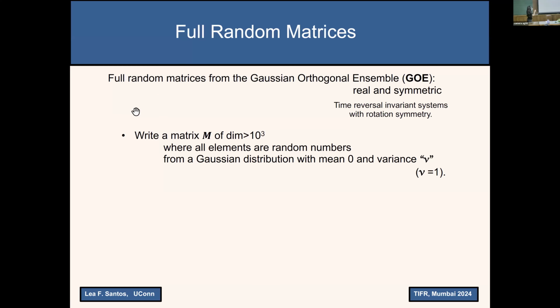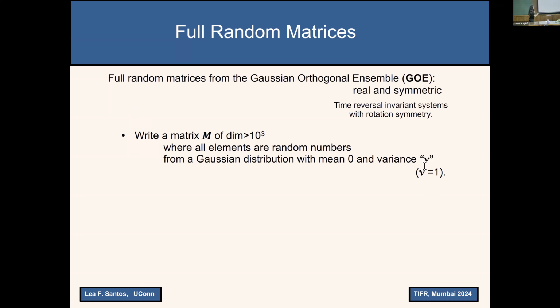Okay, so how are we going to build these random matrices from the orthogonal ensemble? Very simple. First you create a matrix, I'm calling it the matrix M there, and you put random numbers everywhere. Random numbers from a Gaussian distribution, mean zero, and the variance you're going to choose. Well, usually we just put one. So you build this matrix, completely filled.